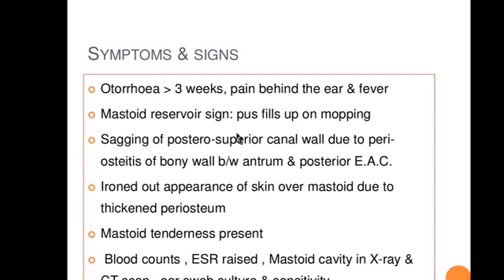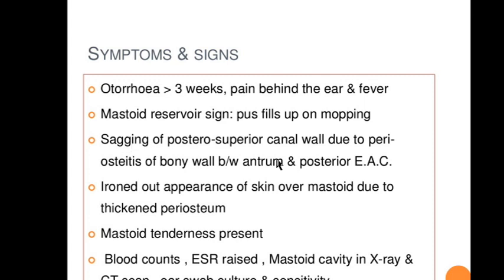So, what is mastoid reservoir sign? A constant source of pus coming out from the mastoid. And how do you know that? The moment you clean the ear, again it fills up. Again you clean the ear, immediately it will fill up. So that means there is a storehouse somewhere from where it is coming.